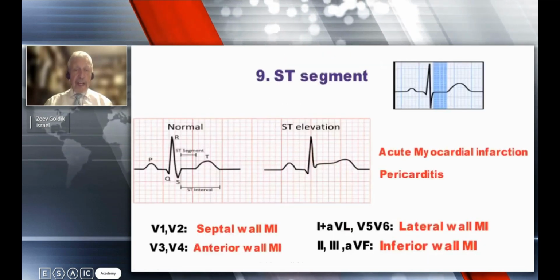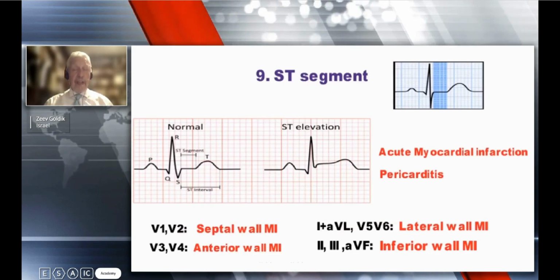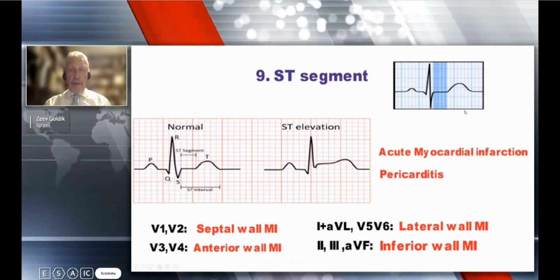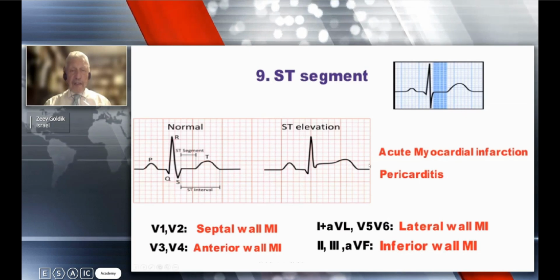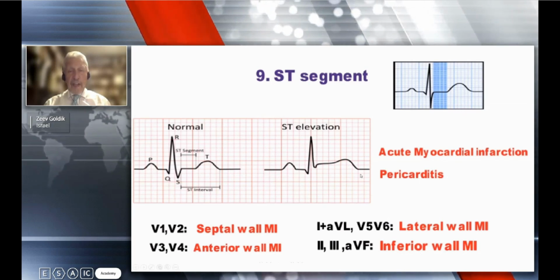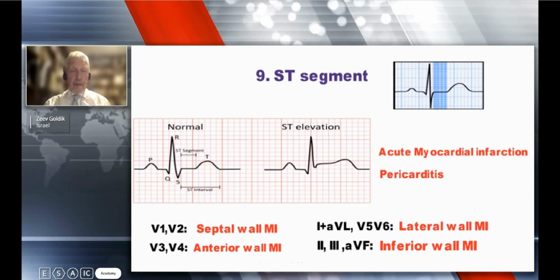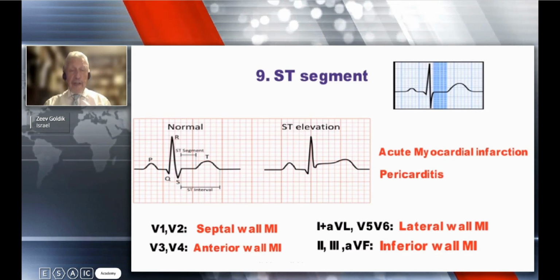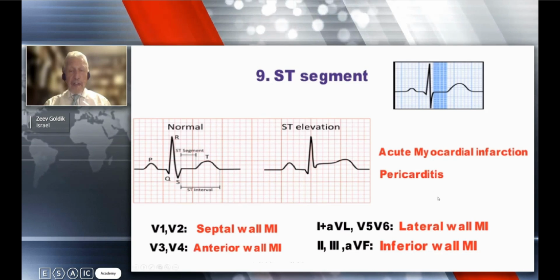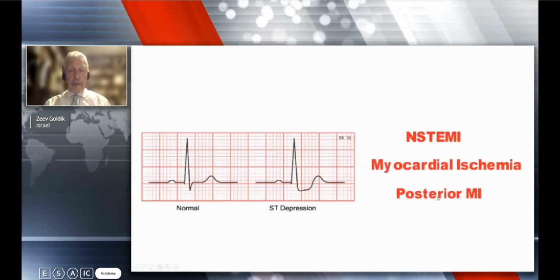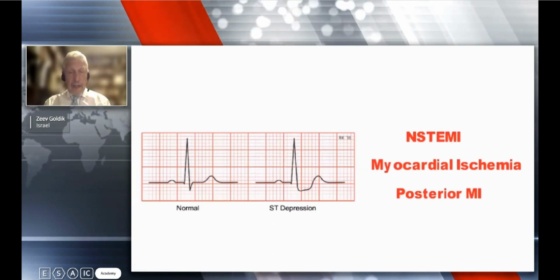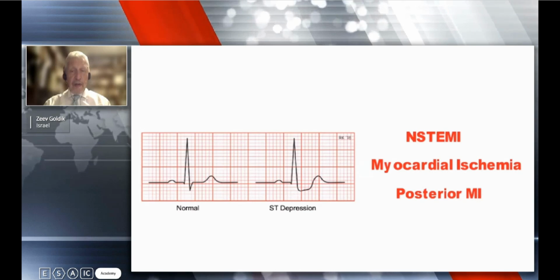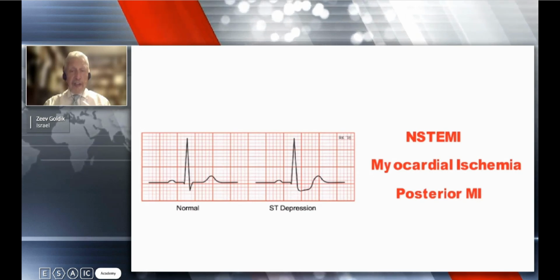The 9th step is the ST segment. The normal ST segment you can see at the top of this slide. And if it's elevated, we are talking about a ST elevation MI, most of the cases. It depends in which wall it happens. It can be septal, anterior, lateral, or inferior. We will talk later on how to recognize the different walls of the heart in an ECG. If, on the contrary, it's a ST depression, we are in the presence of myocardial ischemia.